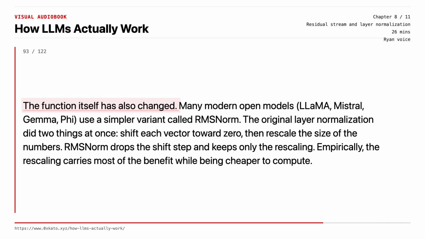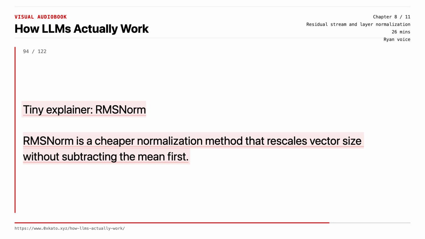The function itself has also changed. Many modern open models, Llama, Mistral, Gemma, and others, use a simpler variant called RMS norm. The original layer normalization did two things at once: shift each vector towards zero, then rescale the size of the numbers. RMS norm drops the shift step and keeps only the rescaling. Empirically, the rescaling carries most of the benefit while being cheaper to compute. Tiny explainer, RMS norm. RMS norm is a cheaper normalization method that rescales vector size without subtracting the mean first.